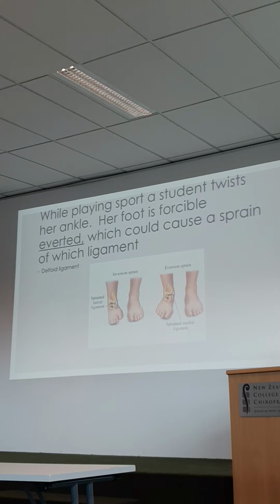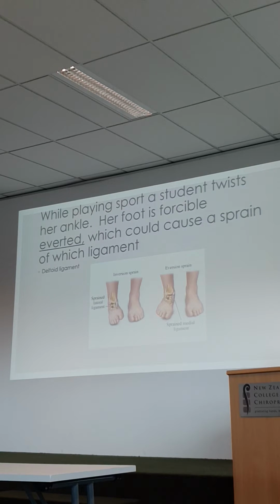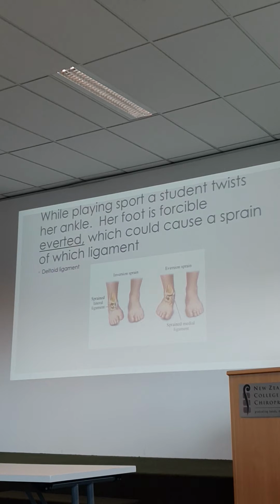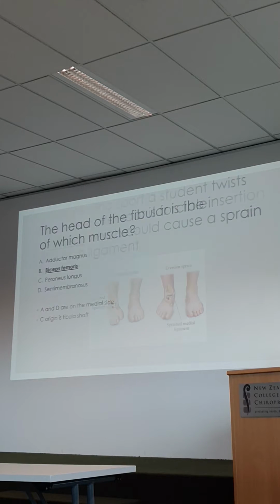While playing sport, a student twists her ankle, the foot is forcibly everted, which could cause a sprain of which ligament. Now I know that I had an example question in your PowerPoint slides which said inverted. I think everybody just assumed it was the same question, but it actually said everted, and so eversion would sprain a medial ligament. So down here, the eversion would sprain the medial ligament, so that would be your deltoid. Inversion sprains the lateral ligament. So I think that was why you just didn't read the question properly.